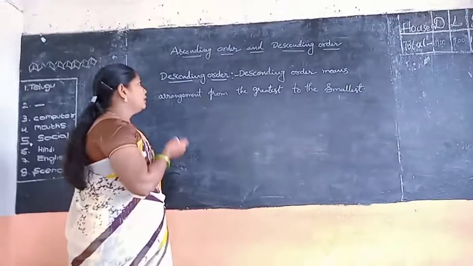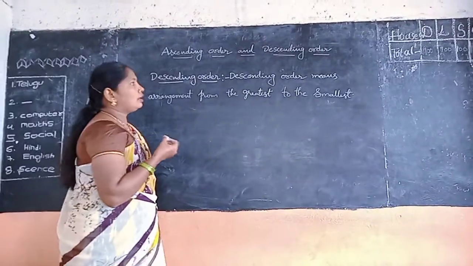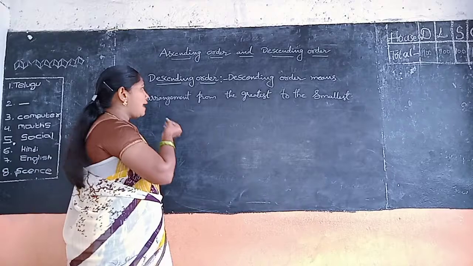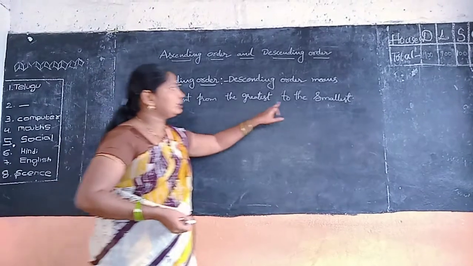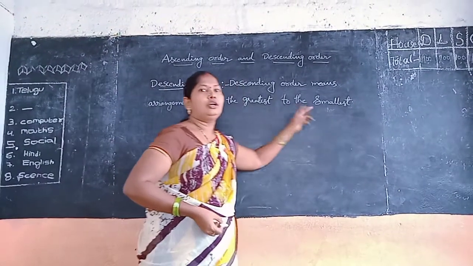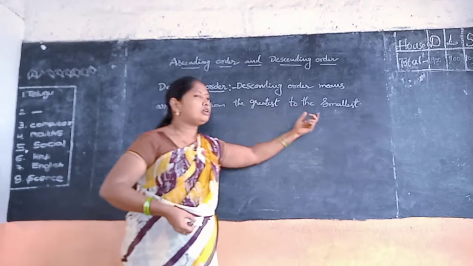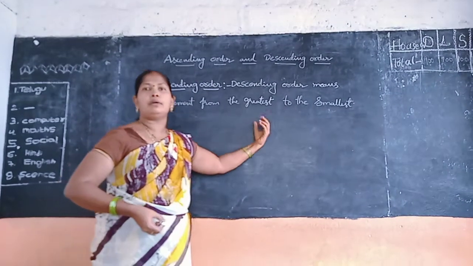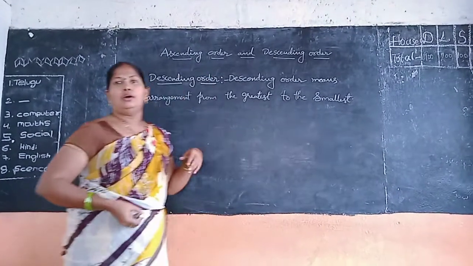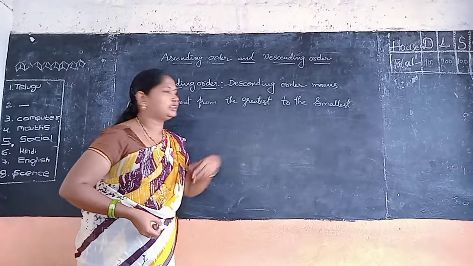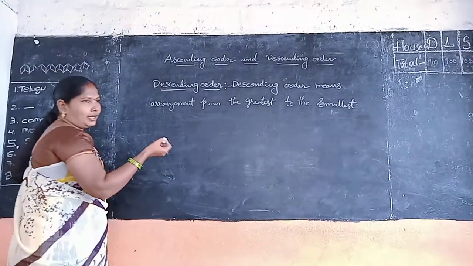Next one is descending order. Descending order means arrangement from the greatest to the smallest. You take the greatest number to the smallest number, biggest number to the smallest number, largest to the smallest number. Now take one example.